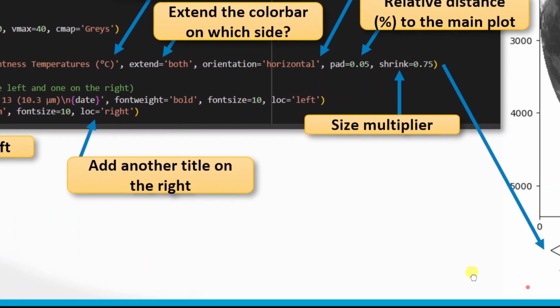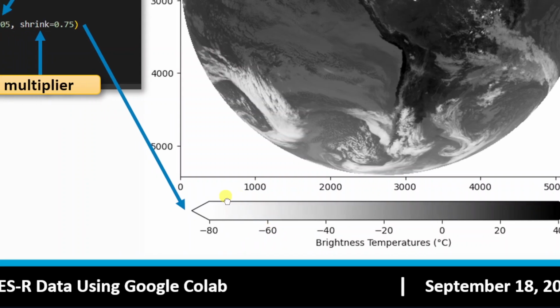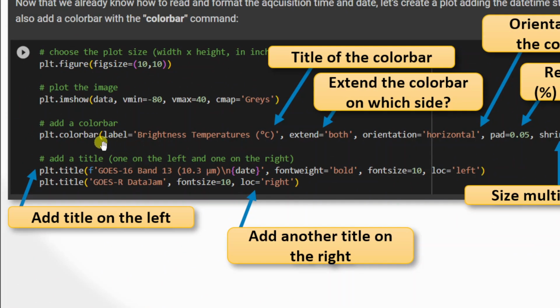Another thing I want to add is a color bar, right? To show my color scale and my minimum and maximum values, my brightness temperatures, so you have a reference, okay? And to do that, we can use matplotlib's color bar command.